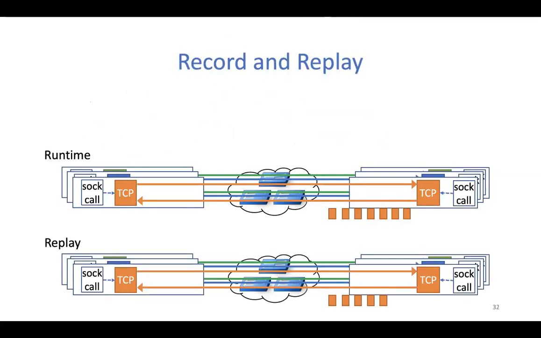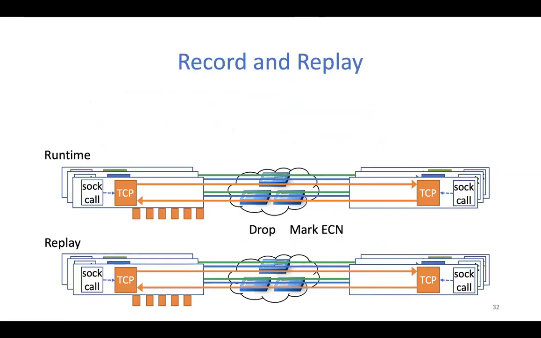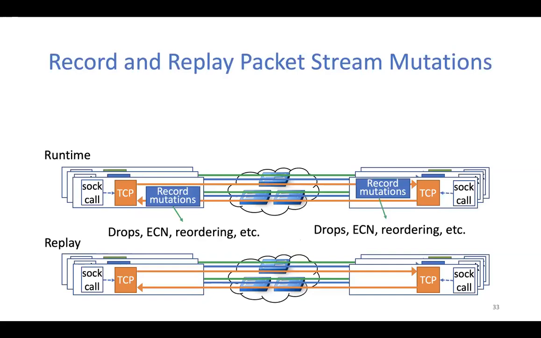So our solution is based on the observation that most of the packets in the runtime don't have any changes. So in the replay, we can just let these packets go without any action. All we need to take care of are the packet drops, packet marks, and sometimes reordering. These are the packet stream mutations, the mutations to the packet stream from one side to the other side. So in our solution, in the runtime, we only record these mutations before the packet enters the TCP. And in the replay, the replayer will read these mutations and re-inject the same mutations to the packet stream.